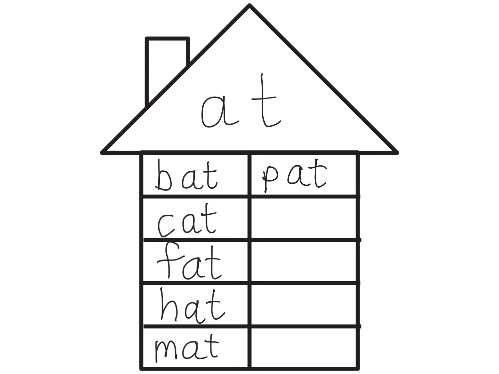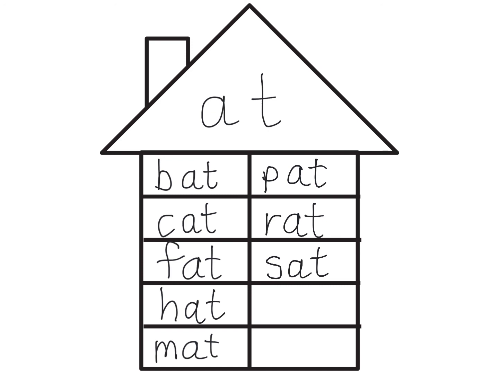What says R? At. The next word is sat. Sat. Isolate that first sound. S. At.